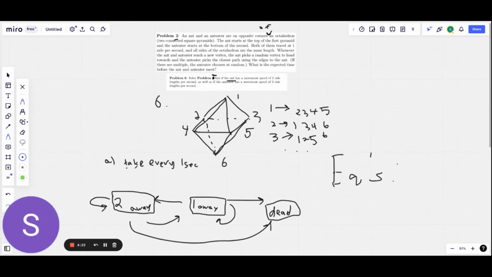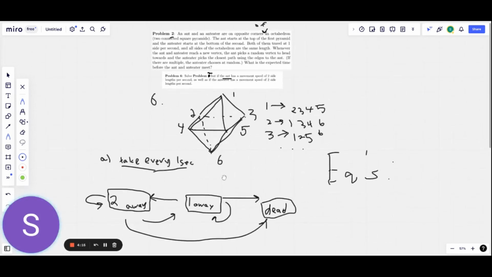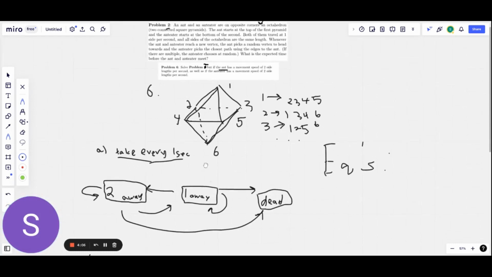So what we're going to do is take the states every 1 second, because at half seconds, the anteater moves at only 1 side length per second. So it's still going to be in the middle of an edge, and that makes too many confusing scenarios.